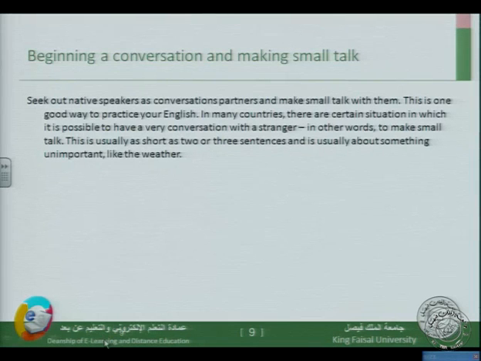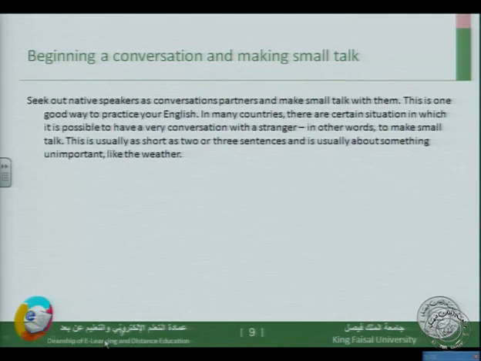Here, beginning a conversation and making small talk. As you can see right here, when you seek out speakers as conversation partners and make small talk with them, this is one good way to practice your English. By the way, find some friends from the United States of America, from the United Kingdom, from Australia, from those countries who speak English fluently, and start making small conversation just about the weather, for example.